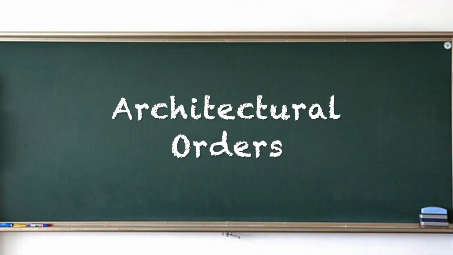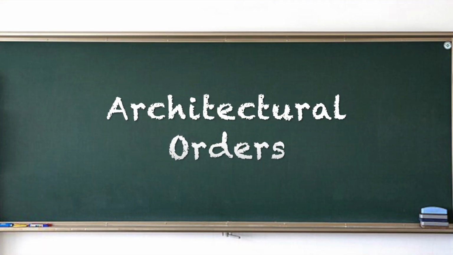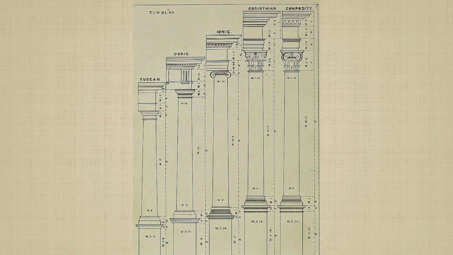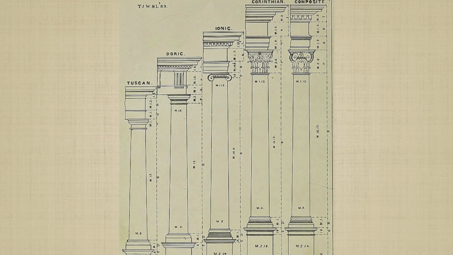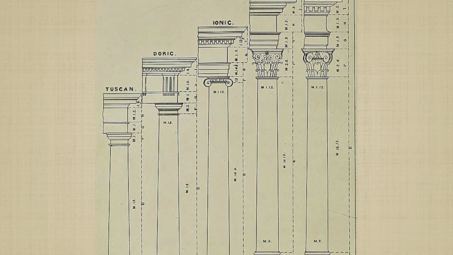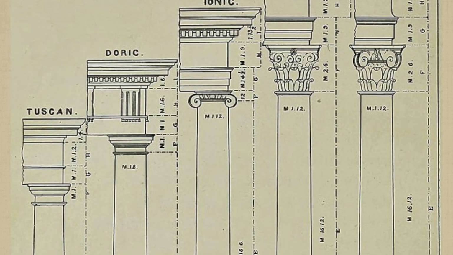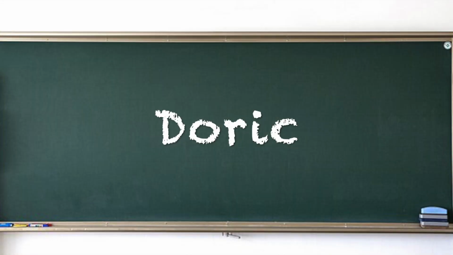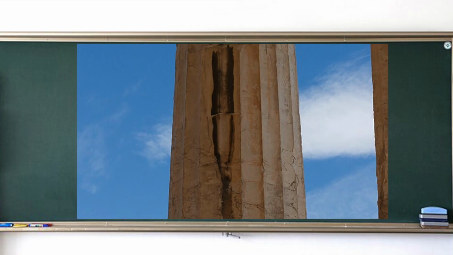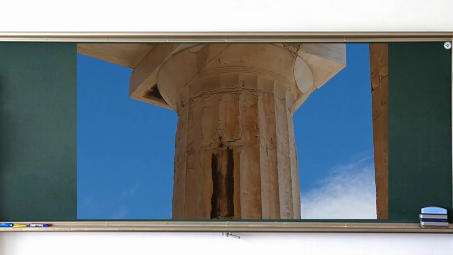What is meant by architectural orders? This applies to classical architecture. It describes the 5 distinct styles or orders of Greek and Roman architecture. 3 of these styles originated in ancient Greece. Doric is the simplest and oldest order. It has fluted columns that terminate with a simple column cap or capital.